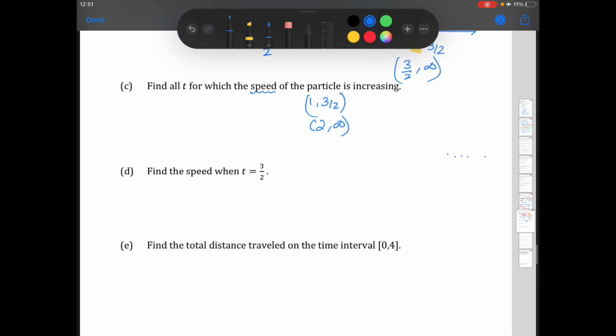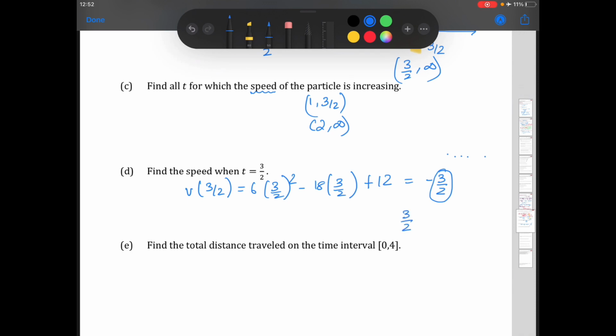Part D says find the speed when t is equal to 3 halves. So I'm just going to substitute 3 halves into my velocity equation. This is what you're going to do: 18 times 3 halves plus 12. I'm going to get negative 3 halves. But remember, speed cannot be negative. It's the numerical value of velocity. So it is going to be just 3 halves.